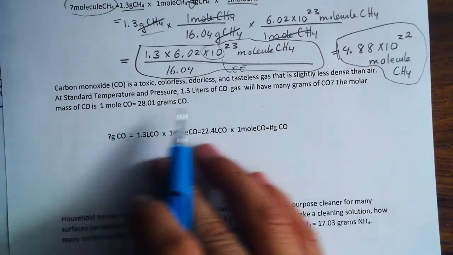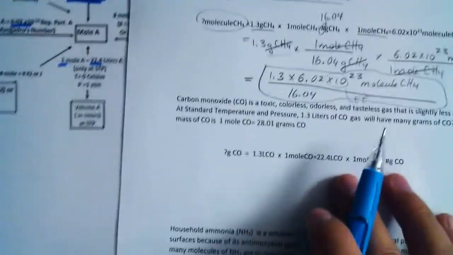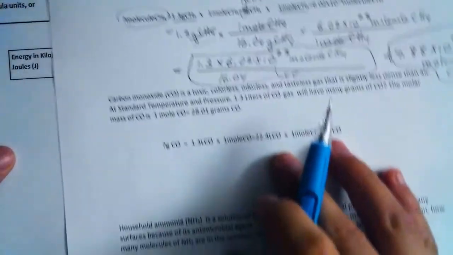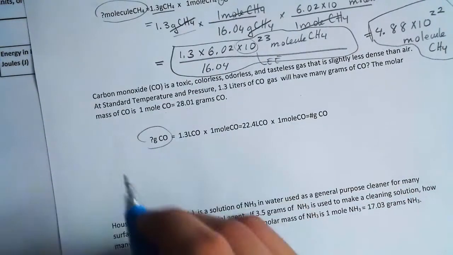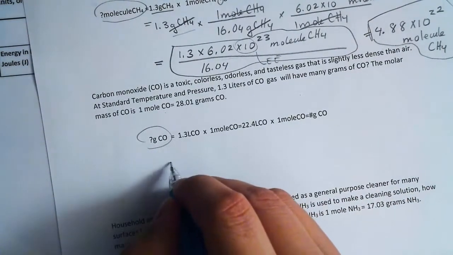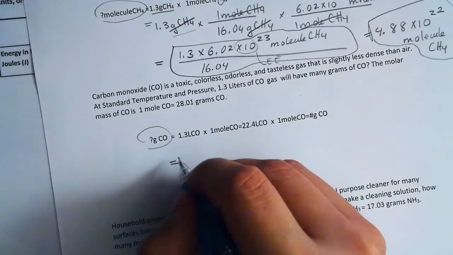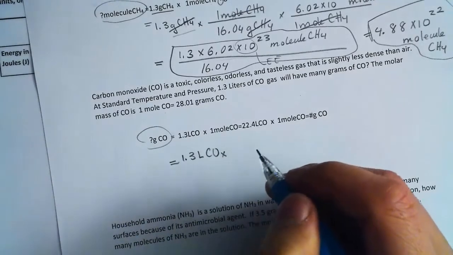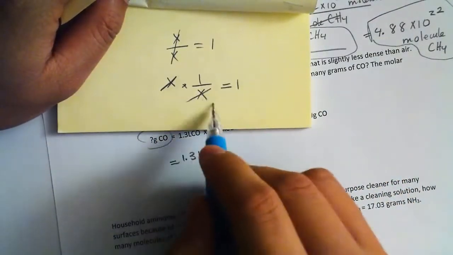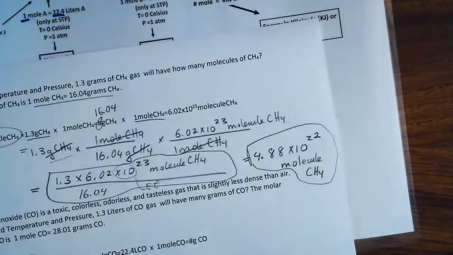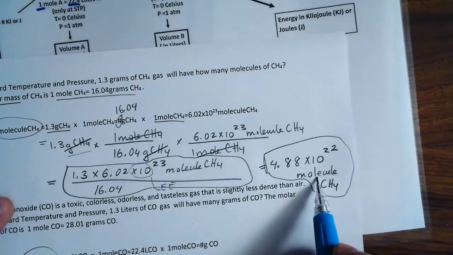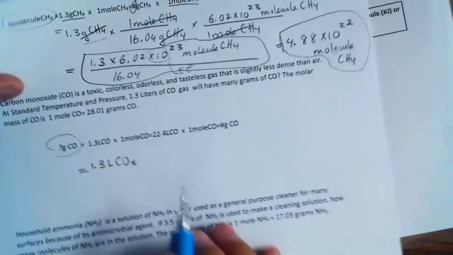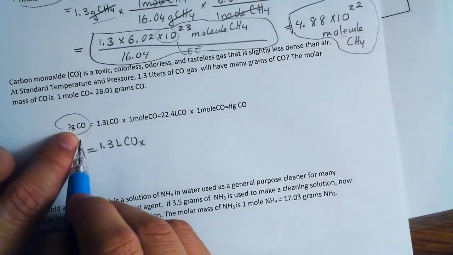So I have the flowchart laid out for you already. Isn't that nice? Now let's go back to how to cancel out. Again, we don't do anything with this, so let's save this along the line. So we can rewrite starting from the given: we have 1.3 liters of carbon monoxide. These need to be canceled out so we can get our grams, as we did up here, right? Notice how our final unit was molecules of CH4 before, and now we have grams of CO.